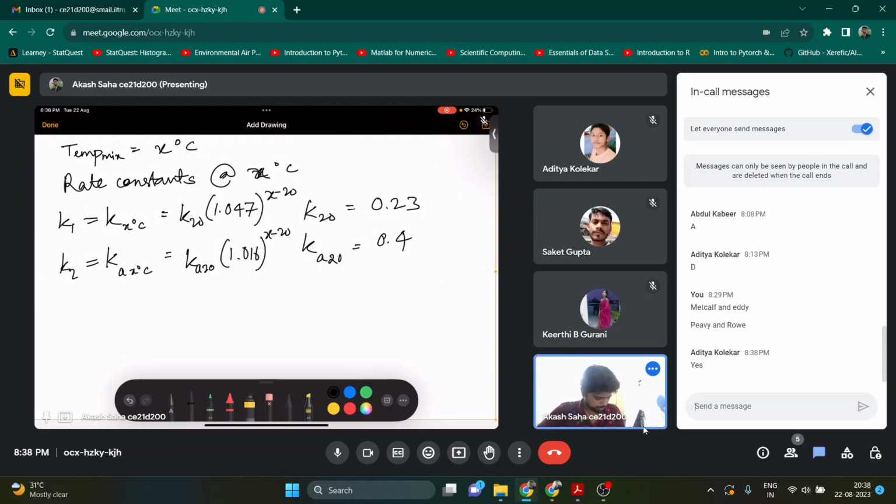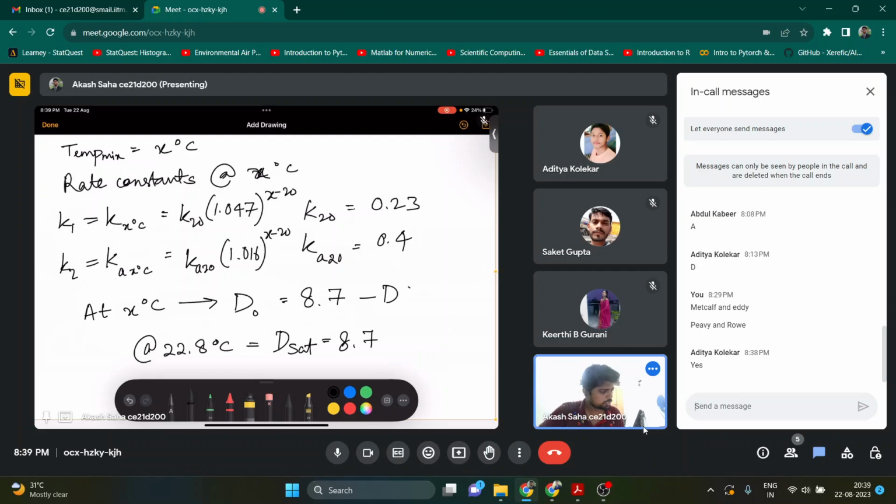So now we have to find, at that x degrees Celsius, what is my DO deficit. At the saturation point, at 22 degrees Celsius, my DO saturation will be 8.7. So the deficit will be 8.7 minus whatever DO mix we have got previously. So that will be my initial deficit. Okay, so in this way we will get it.